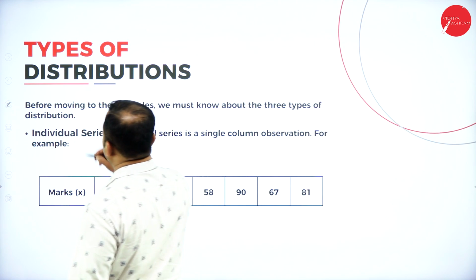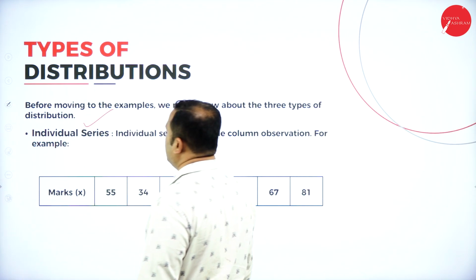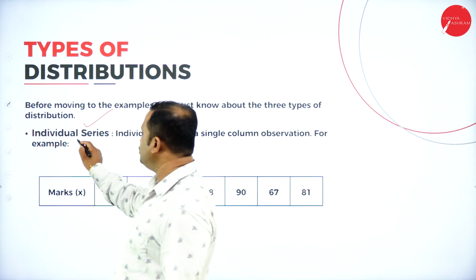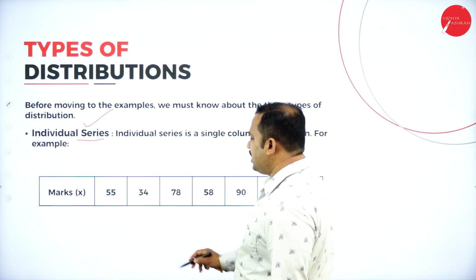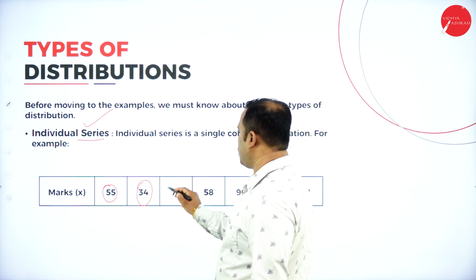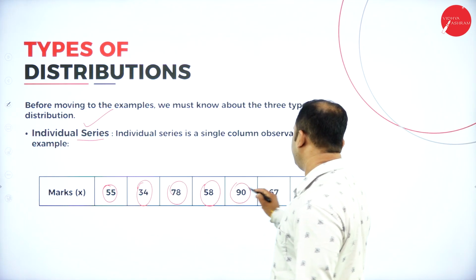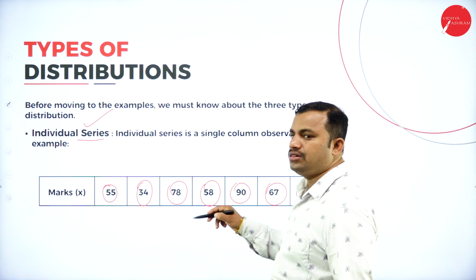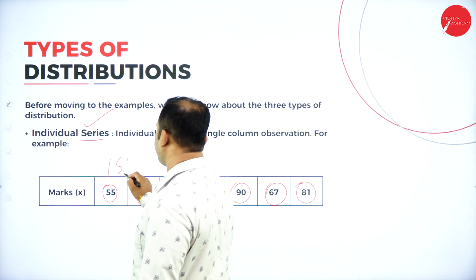Before moving on to the types of distribution, let me explain the individual series. Here I have the marks: 55 marks, 34 marks, 78 marks, 58, 90, 67, 81. All these are the marks of one student.